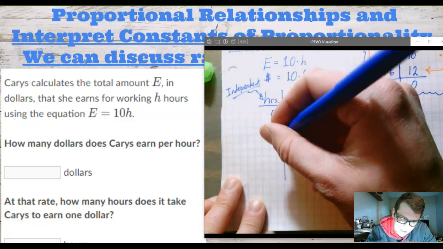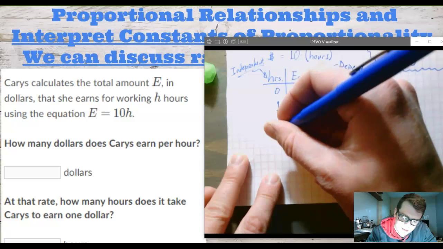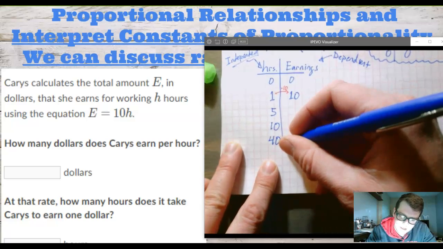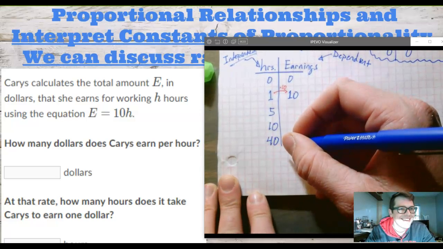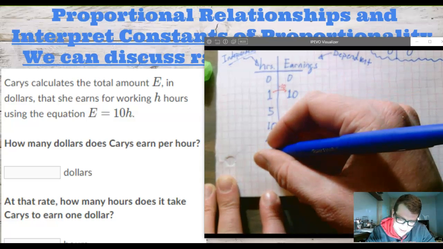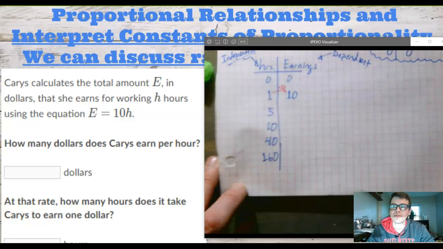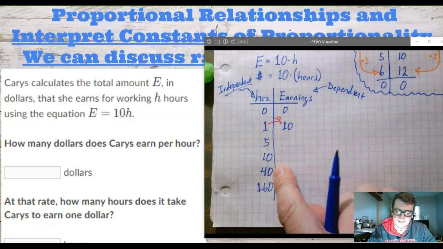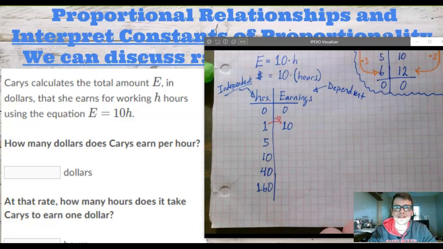So I want you to fill in your table for the earnings if you work for 5 hours or 10 hours, or what about a 40-hour work week? $400. On your table, in your notes, or in a month, you should work approximately 160 hours. Fill in all these values. Then we'll take answers as a class.